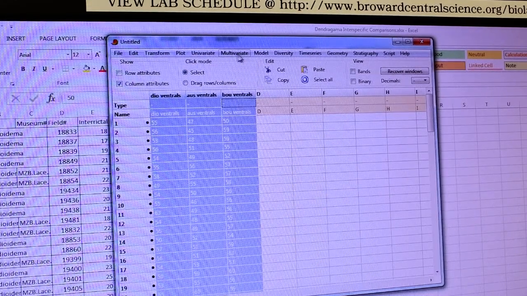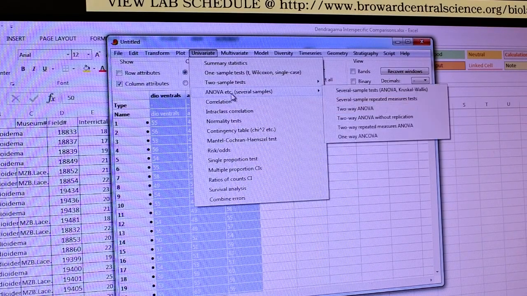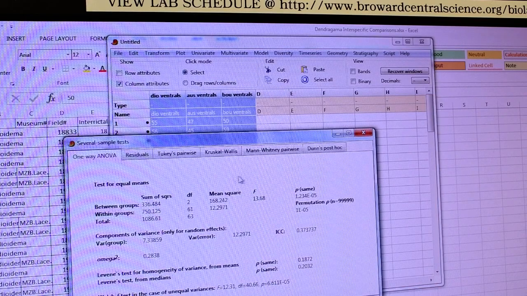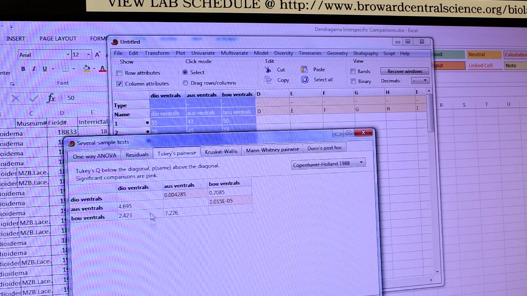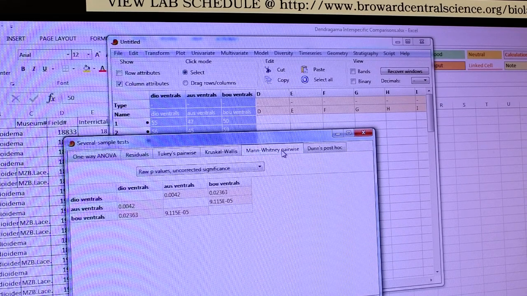I'll just show you this, although we don't really do it in this class. Let's see, ANOVA, several sample tests, Tukey test. So let's say we had violated Levene's test. In this case, we haven't, but if we had violated Levene's test, there's this alternative over here called the Mann-Whitney pairwise test. And using this is beyond the scope of this course, so we won't worry about that for now. But there is an alternative.